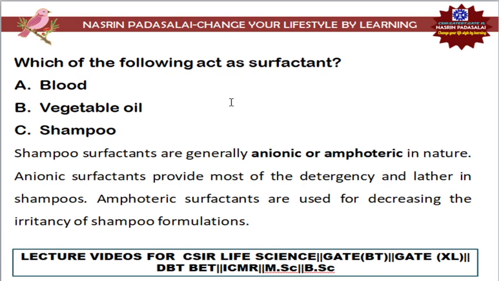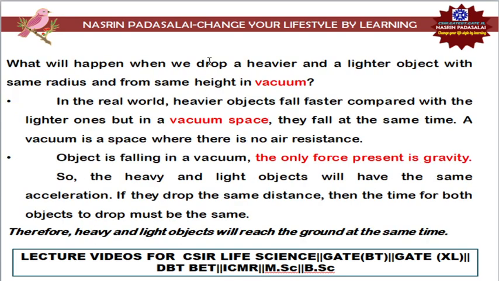Which of the following is acting as a surfactant? The correct answer is shampoo. Shampoo surfactants are generally anionic or amphoteric in nature. Anionic surfactant in shampoo provides detergency and lathering, and amphoteric surfactants present in the shampoo are used for decreasing irritation.